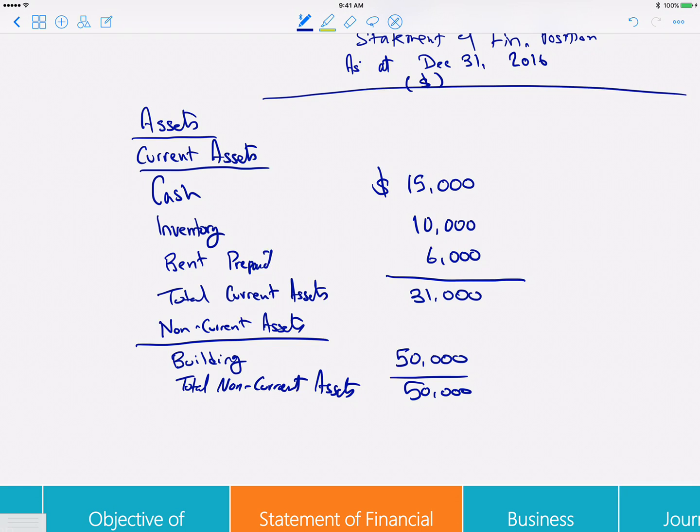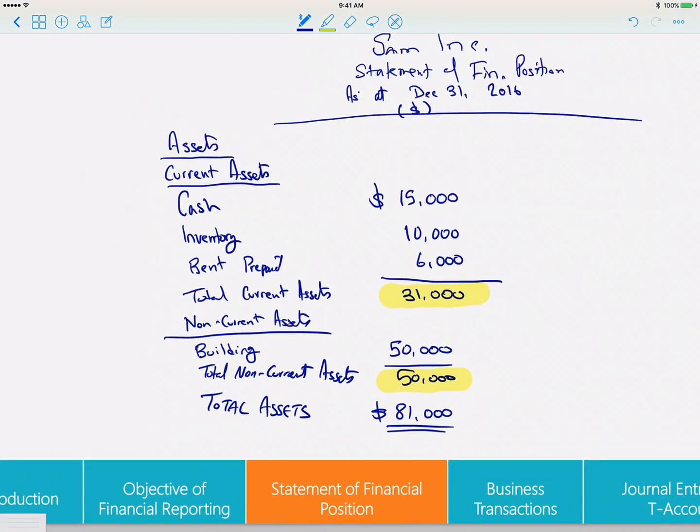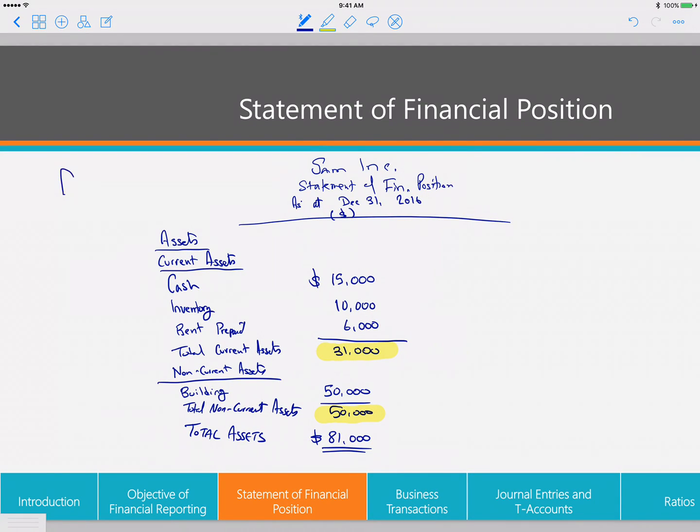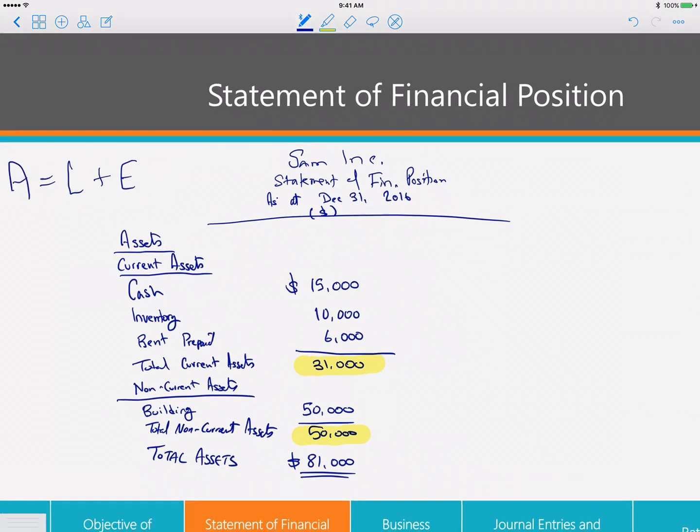And we now add. So we're going to add our current assets and our non-current assets. And this is going to give us our total assets. So 31,000 plus 50,000, excuse me, is $81,000. So the total assets of the company is 81,000. Now, if you recall, the statement of financial position must follow the basic formula of assets are equal to liabilities and equity. For any asset that we have, there must be a source of financing. So let's do the other side of the balance sheet.